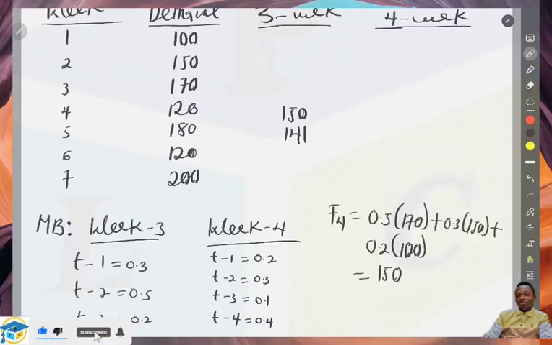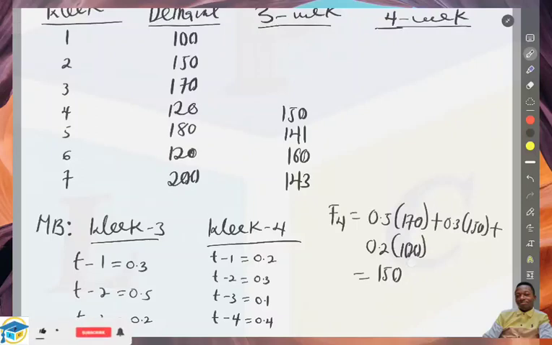And you get a forecast for week 6. And this is how it goes when it comes to the weighted. So we have here 160. And lastly, you have here 143 for that of the 3-week moving average. So let's take note of that.